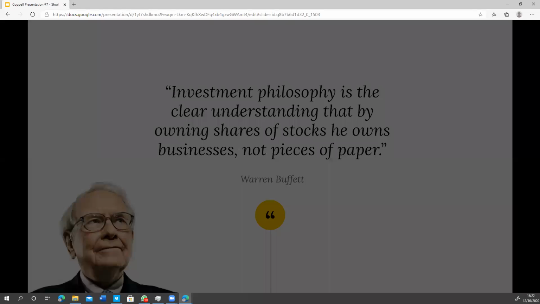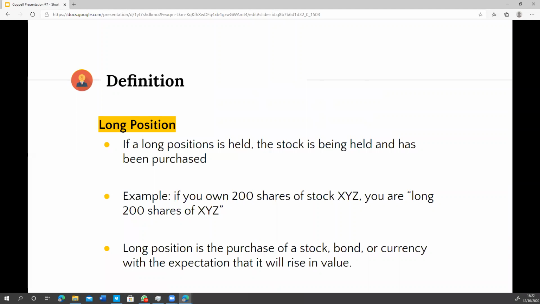And let's get started. So the little definition, what it means here is if a long position is held, the stock is being held and has been purchased. So if an investor has actual long positions, this means the investor actually has bought those stocks and currently holds them. For example, if you own 200 shares of stock XYZ, then you are long 200 shares of XYZ.